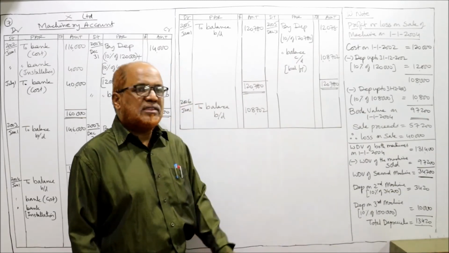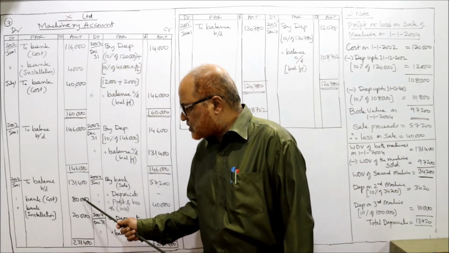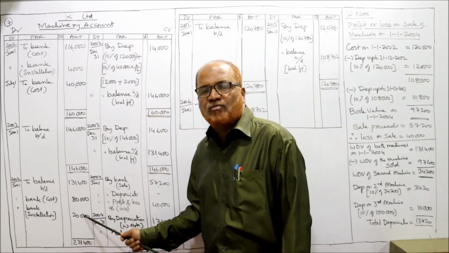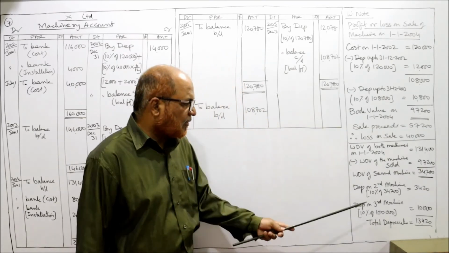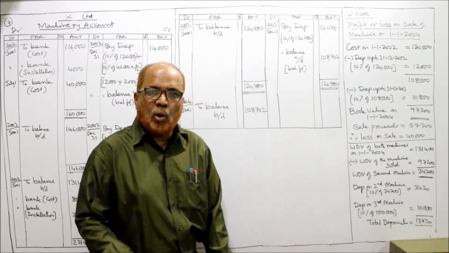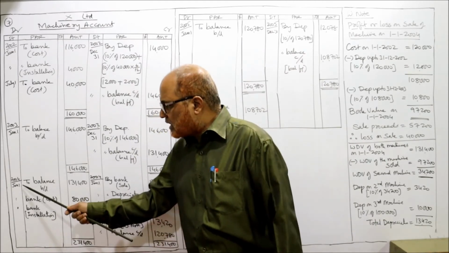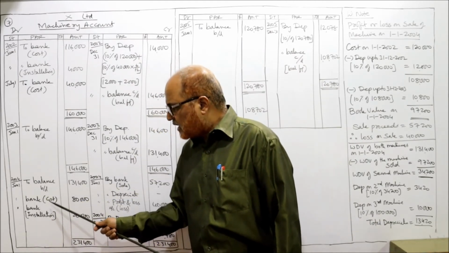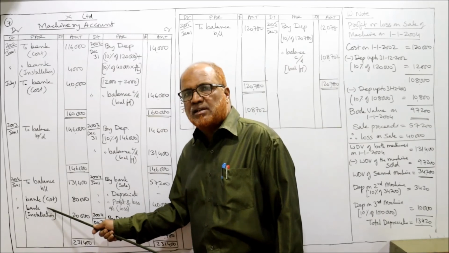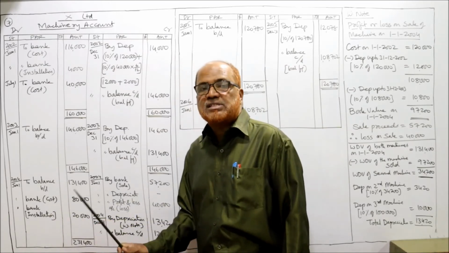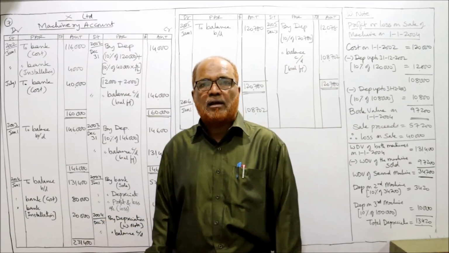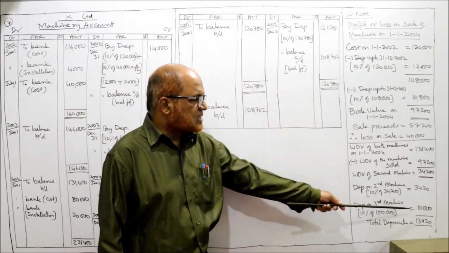Now depreciation of the third machine. The third machine cost is 80,000 plus 20,000, 1 lakh. So 10% of 1 lakh, 10,000. Whole year, because this was purchased on January 1st. The third machine is purchased on January 1st, and we are closing the accounts on 31st December, whole year. So 10% of 1 lakh is 10,000.